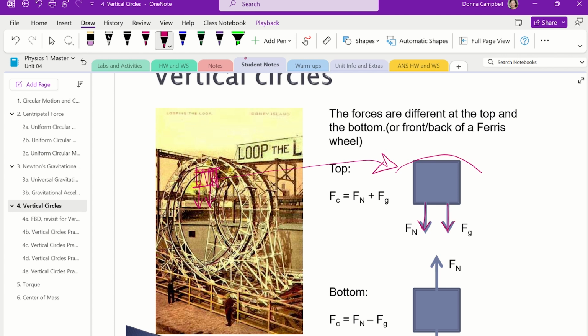So if we write the equation, Fc equals Fn plus Fg. And that plus is very important. They're both adding together to give it the centripetal force it needs to stay in the loop.